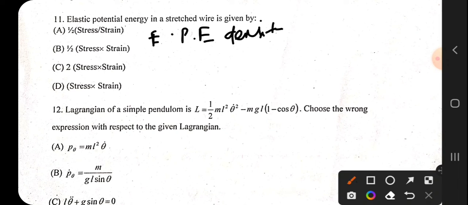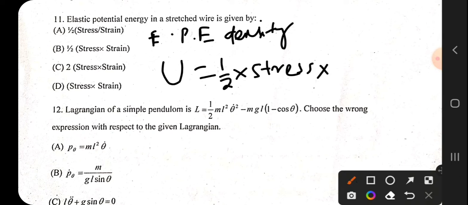Potential energy density, that is U, this equals half into stress multiply strain. This is the actual answer. Okay, this is the formula for electrostatic potential energy density, that is energy density. And here it says about the potential energy.